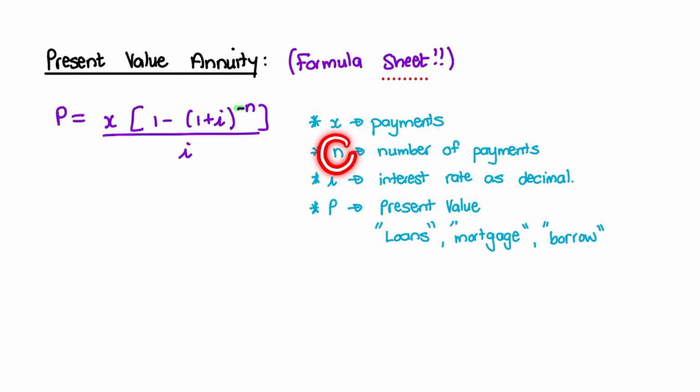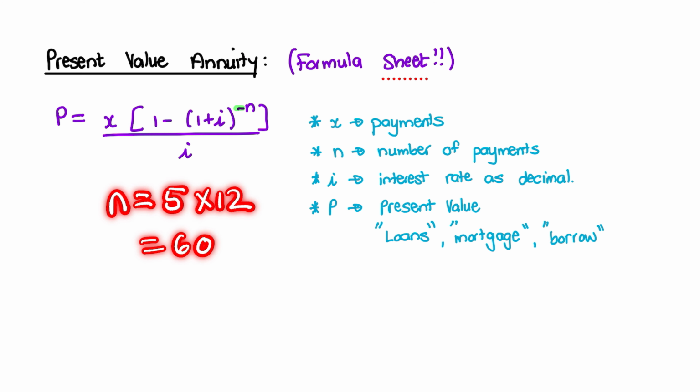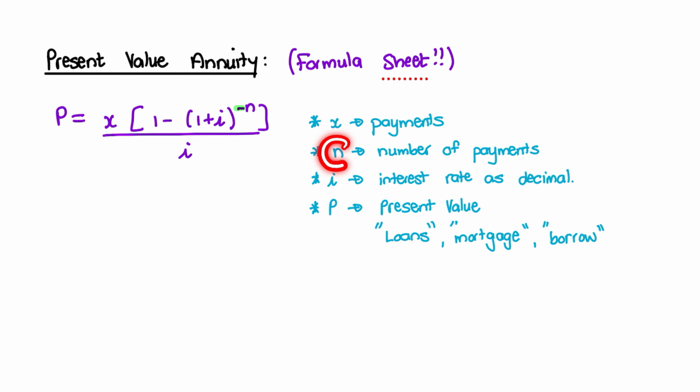And N represents the number of payments. N is not the number of years. So as I explained with the future value annuity, N can be calculated, for example, by saying we take out a loan over 5 years and we pay back monthly, so that is 60 payments. So N is the total amount of payments that you would make.